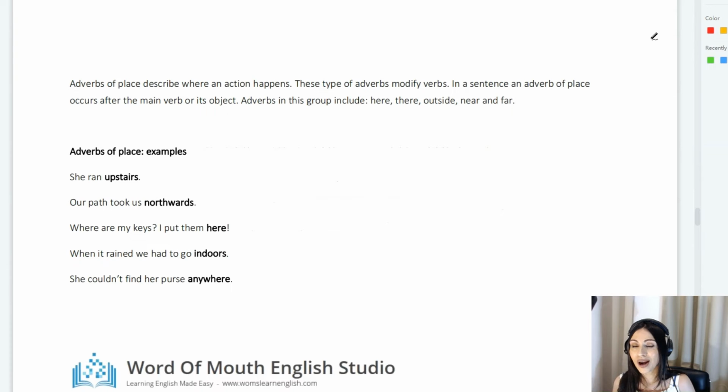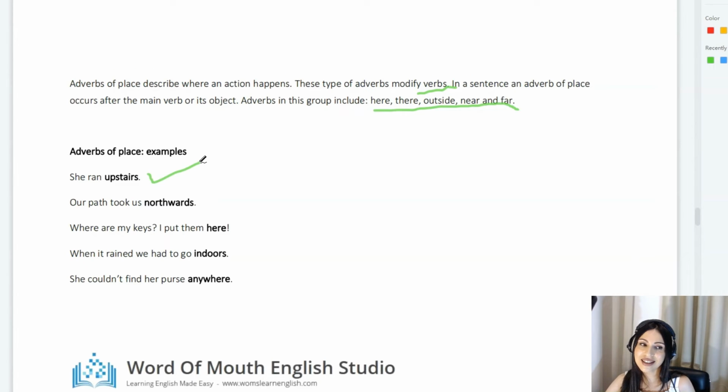Adverbs of place describe where actions happen. These types of adverbs modify verbs, not other adjectives or adverbs or clauses. In a sentence, an adverb of place occurs after the main verb or after the object. And these are examples of adverbs of place that we looked at earlier.